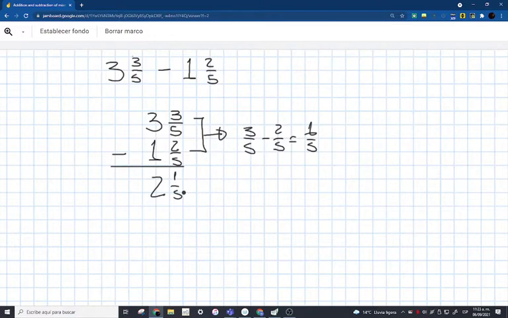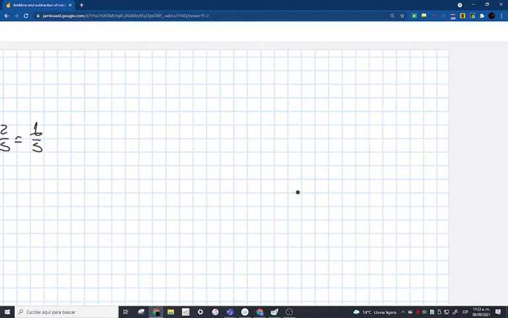Perfect. Simple. Okay, but there are some cases where it's not like that. Let me show you what is going to happen here.